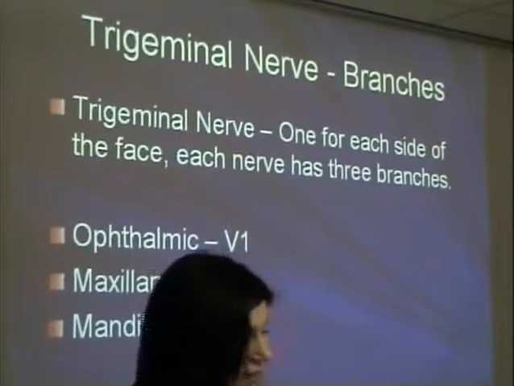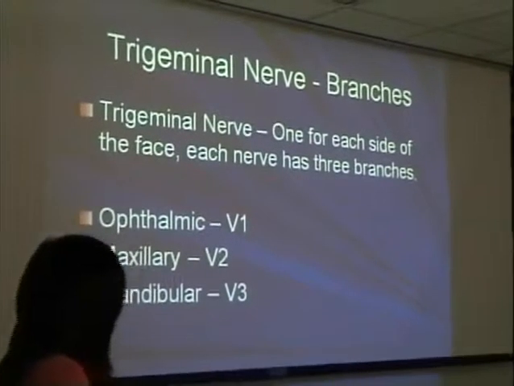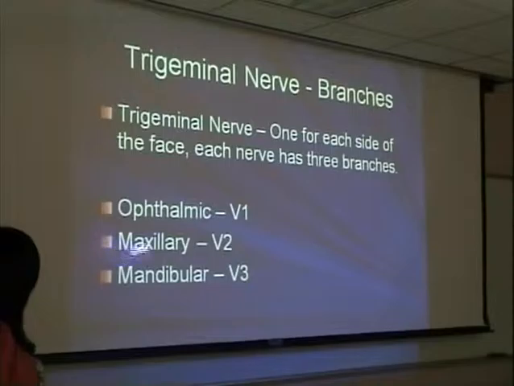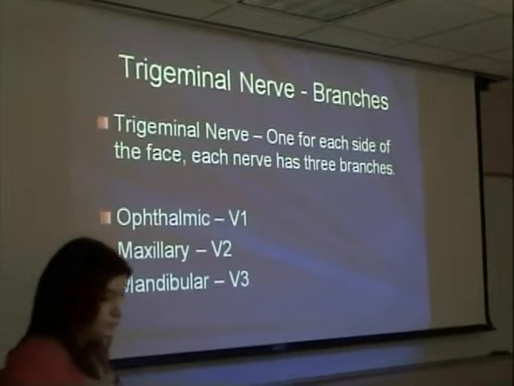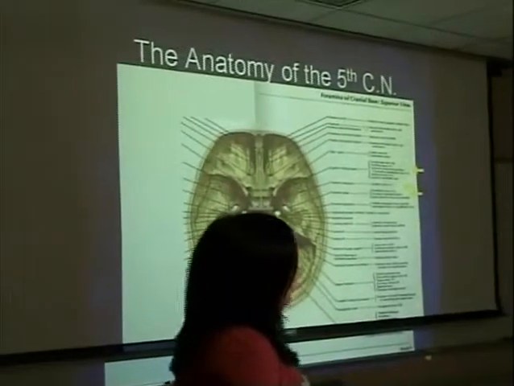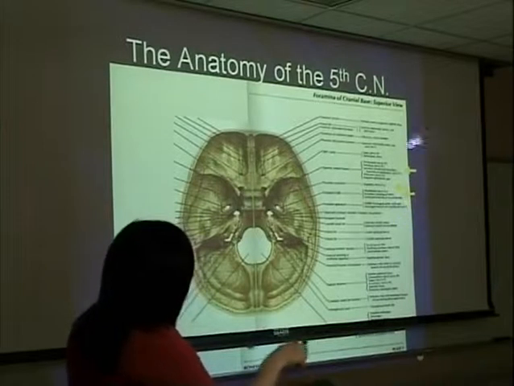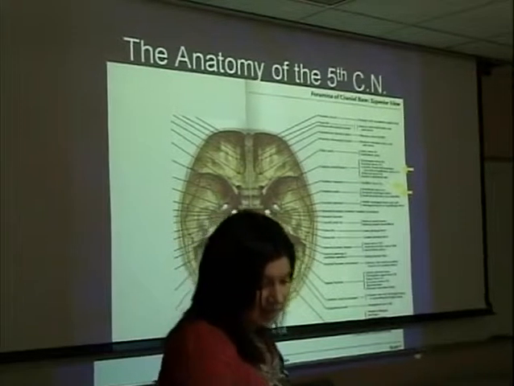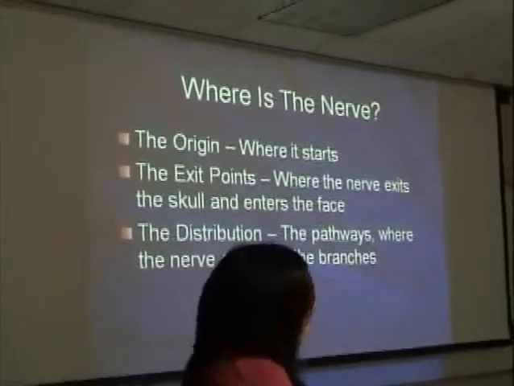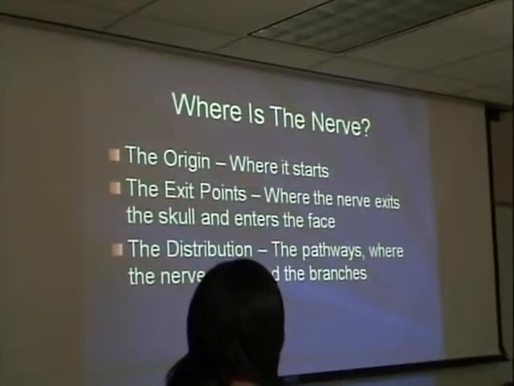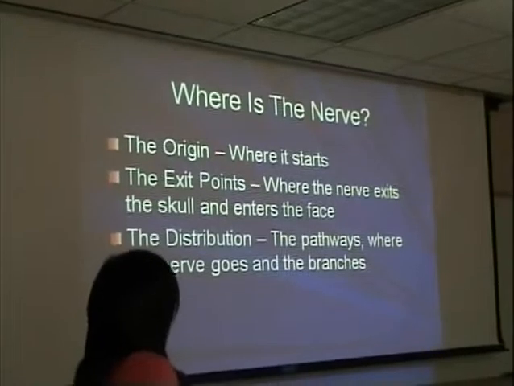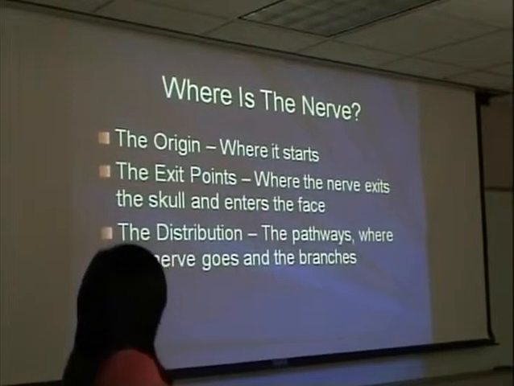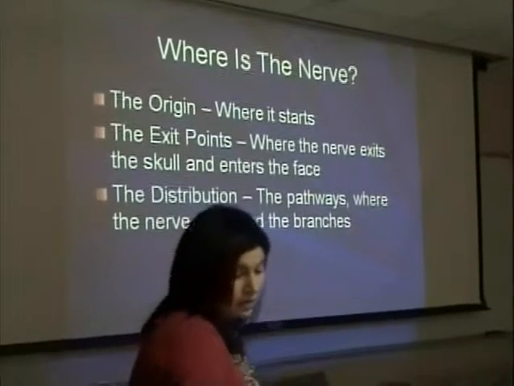Each side of the face has one of the three branches, and we know that there's three branches: ophthalmic, maxillary, and mandibular. And it actually comes out of the skull. You can see over here where these nerves come out through the skull. That's looking at the skull from the top. So the origin is where it starts. The exit points are where the nerve exits the skull and enters the face. The distribution are the pathways where the nerves go in the branches.